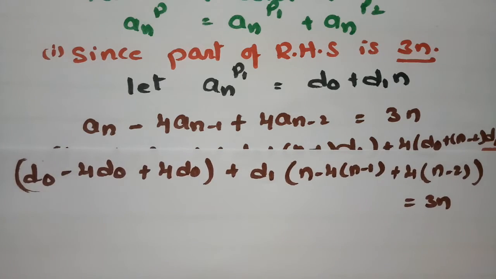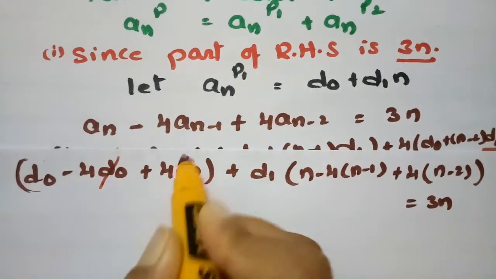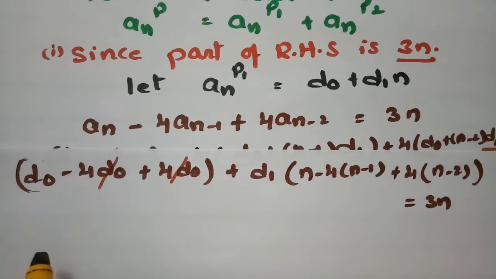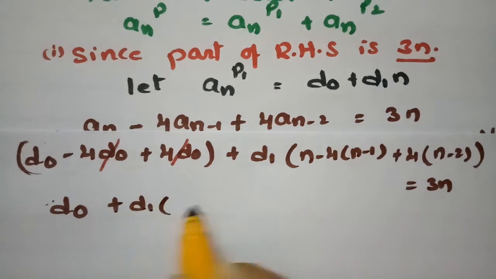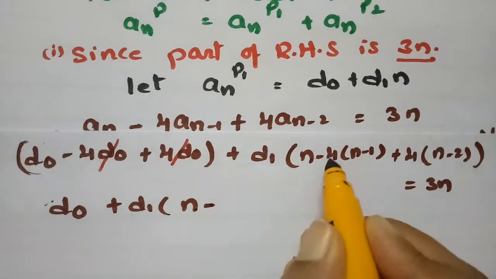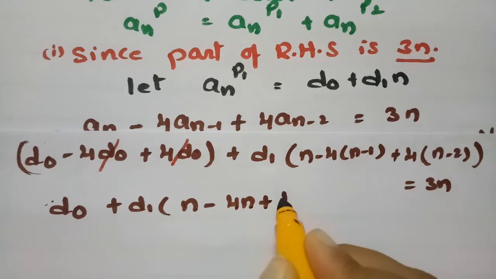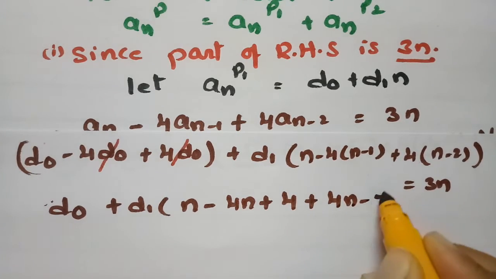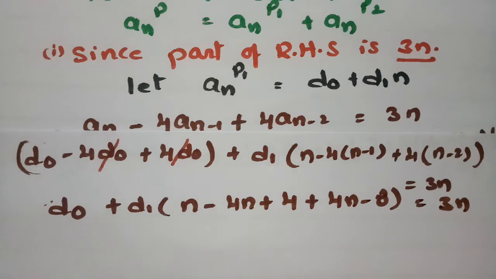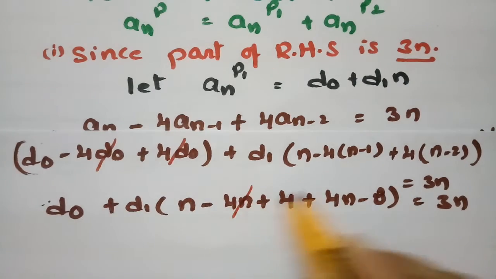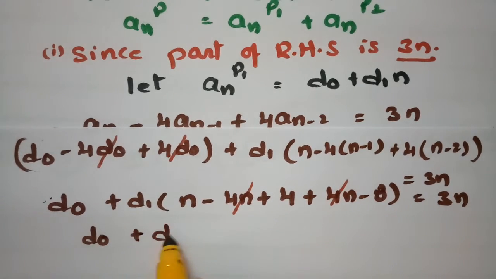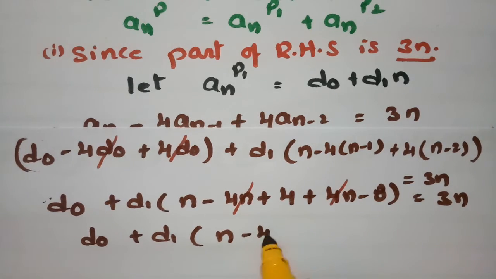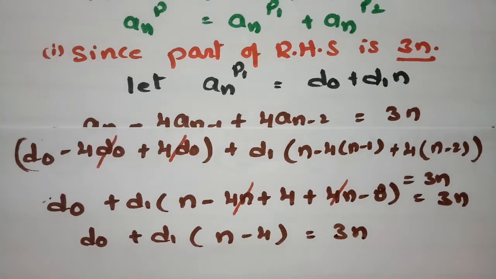So here, if I cancel this 4d0 plus 4d0 and minus 4d0, what happens here? This will be only d0 plus d1 times of, if I keep on multiplying, this is n minus 4n plus 4, and this is again 4n, and this is 8, is equal to 3n. Now if I cancel this plus 4n and minus 4n and see what remains. This will be d0 plus d1 times of n, and this is plus 4 minus 8. So this will be minus 4 is equal to 3n.